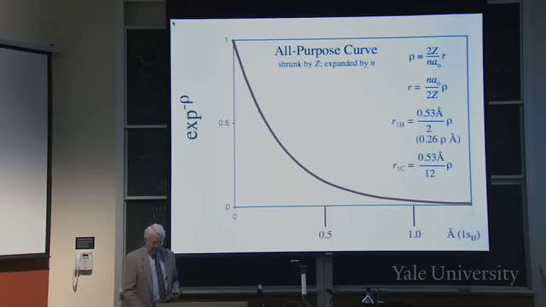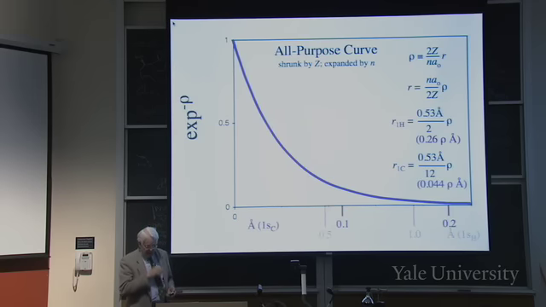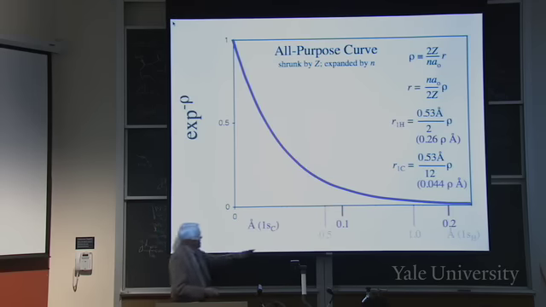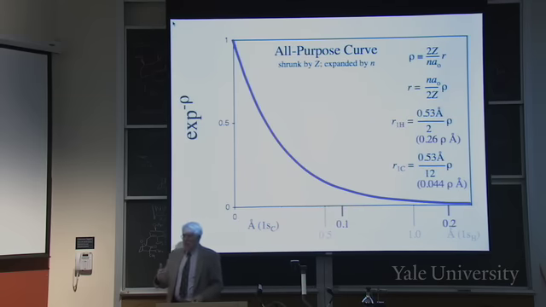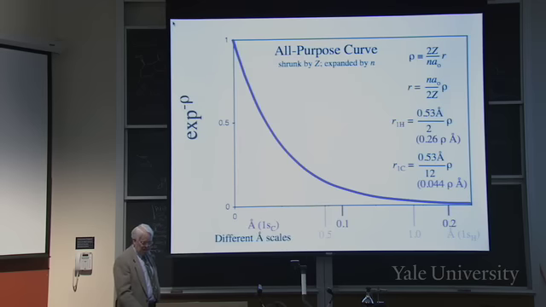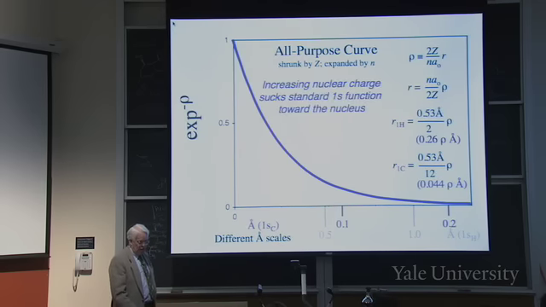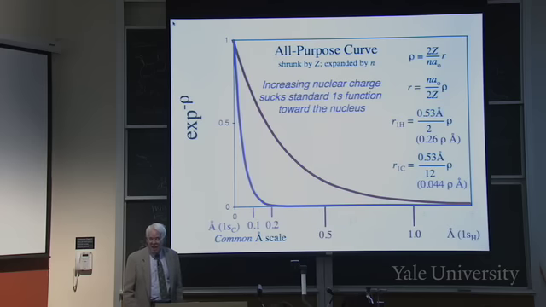So if I do it for carbon, I get 0.53 over 12 instead of 0.53 over 2. And the scale is going to look like that. Instead of this being 0.5 here for hydrogen, it's 0.1. So if I squash it in so that they're on the same scale, those are different angstrom scales for carbon and hydrogen. If I make them the same scale, the bigger nuclear charge sucks the 1s function in by a factor of 6, and it looks like that.